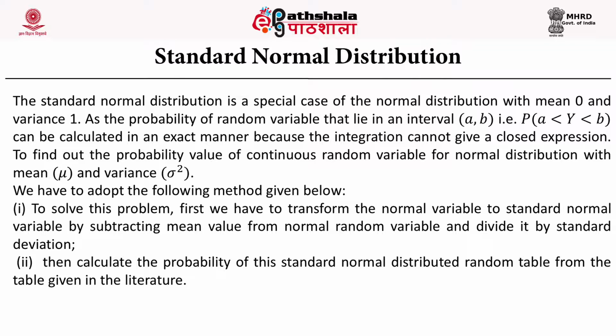First, we transform the normal variable to a standard normal variable by subtracting the mean value from the normal random variable and dividing by the standard deviation. Second, we calculate the probability of the standard normal random variable from the table given in the literature.